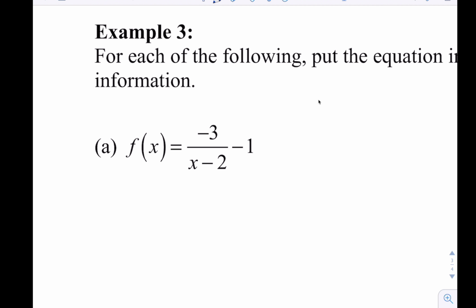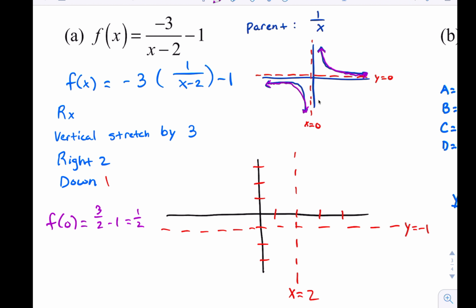Okay, so what I want to do is figure out exactly where I'm going to cross the y-axis. So I'm going to plug in 0. Now when I do that, I get 3 over 2 minus 1, which is 1/2. Okay, which is right about here. All right, so all I'm going to do is follow my asymptotes and make sure I go through my intercept.